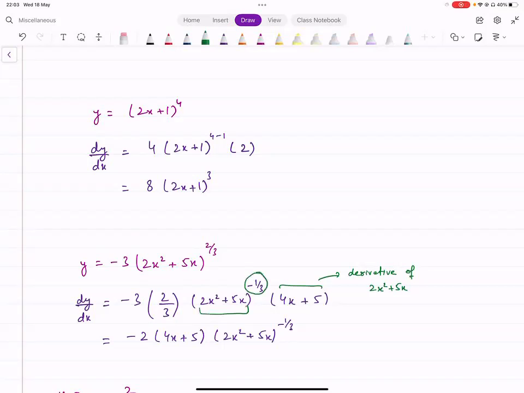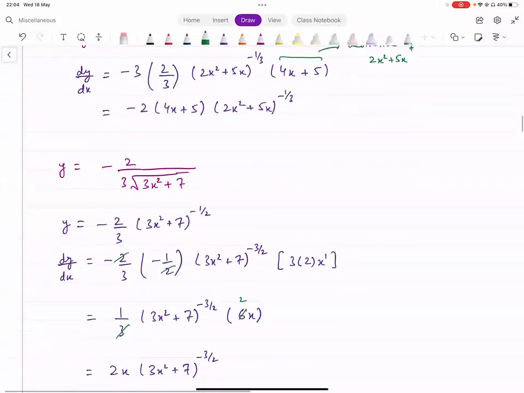जो भी अंदर था वो वैसे ही रहा. Power में से 1 minus कर दिया. It becomes minus 1/3. And then whatever was inside the brackets here, जो power के नीचे आ रहा था, उसके derivative से multiply कर देंगे. What does that turn out to be? 2x squared plus 5x का derivative is 4x plus 5. उससे multiply कर दिया. And then you can simplify that. That's going to give you the derivative.